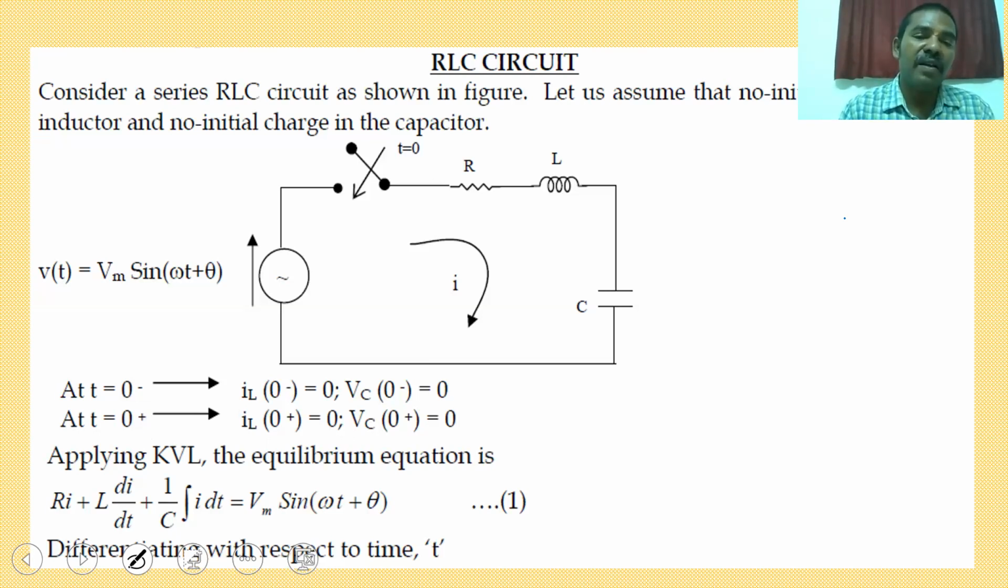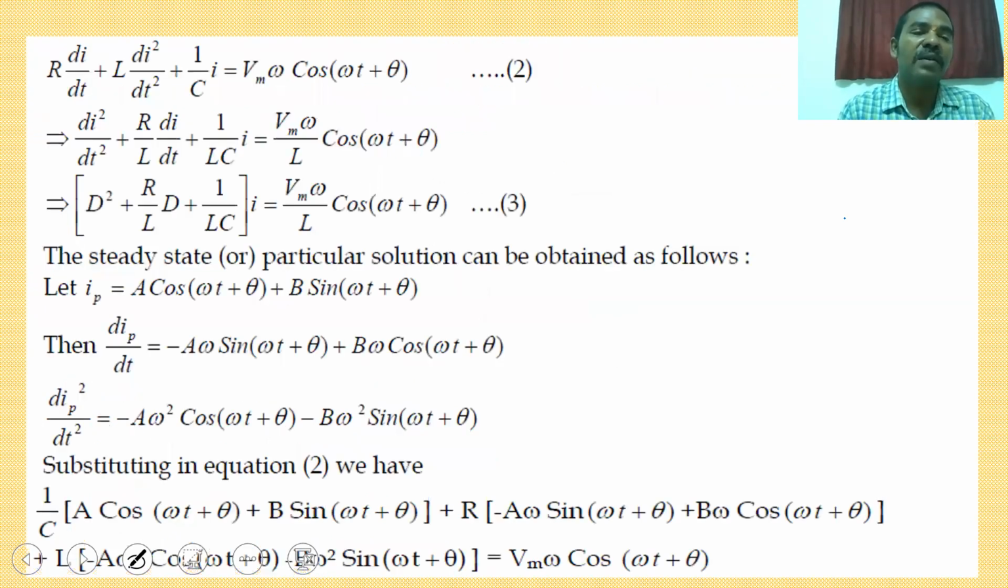Now apply KVL for this loop. The equilibrium equation is R i + L di/dt + (1/C)∫i dt = Vm sin(ωt + θ). Here an integration is there. To avoid the complexity, we go for differentiation. So R di/dt + L d²i/dt² + (1/C) i = Vm ω cos(ωt + θ). So d²i/dt² + (R/L) di/dt + (1/LC) i = Vm ω cos(ωt + θ)/L.